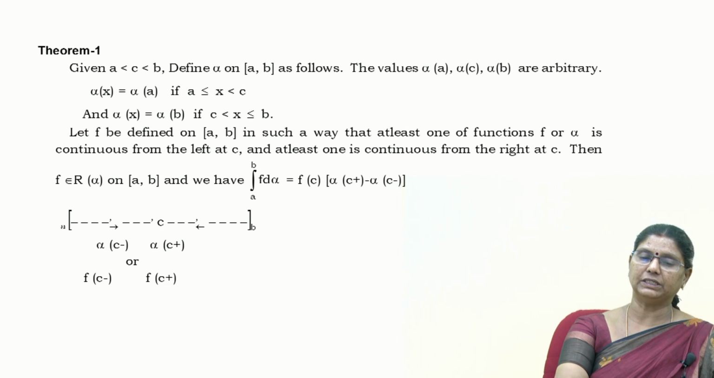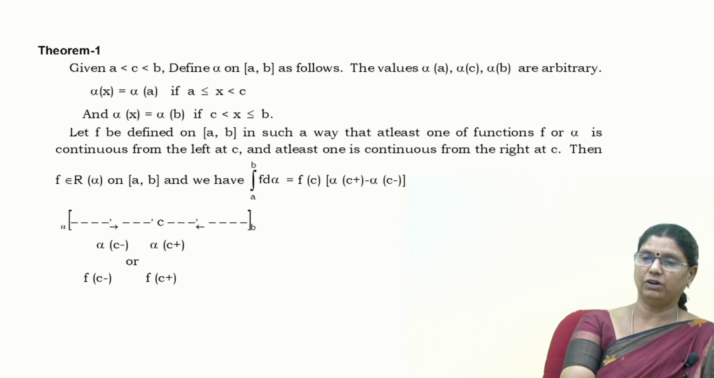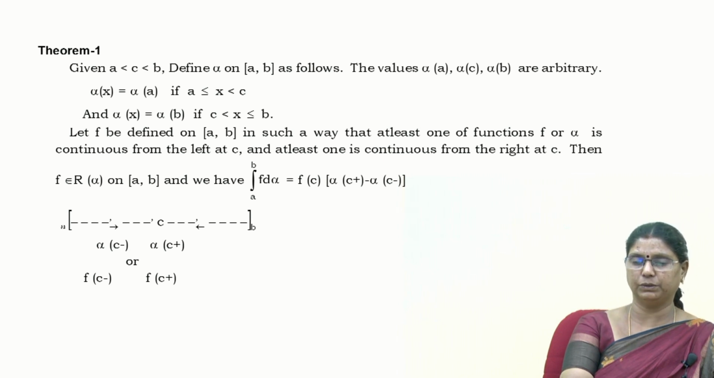And this theorem is based on the above right hand and left hand derivative. Given a less than c less than b, define alpha on the closed interval [a, b] as follows. The values alpha(a), alpha(b), alpha(c) are all arbitrary, and alpha(x) is equal to alpha(a) if a is less than or equal to x less than c, and alpha(x) is equal to alpha(b) if c less than x less than or equal to b.